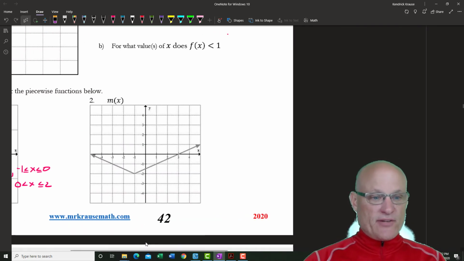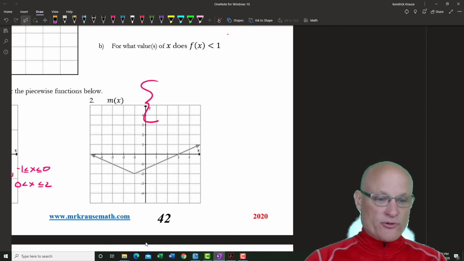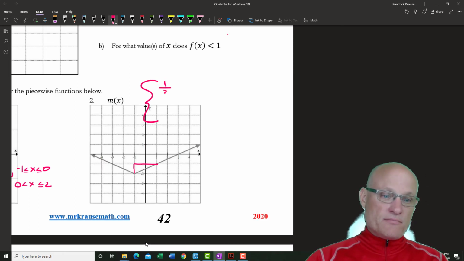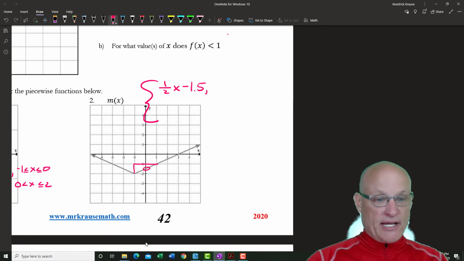So let's do this as m of x. M of x is equal to, now this slope is up 1 over 2, so that's positive 1/2. Positive 1/2 x. Now what's the y-intercept? Minus 1.5. Okay, and then the other piece is going to be -1/2 x. Now we've got to find its y-intercept. We've got to keep going. Looks like it's -2.5. So minus 2.5.